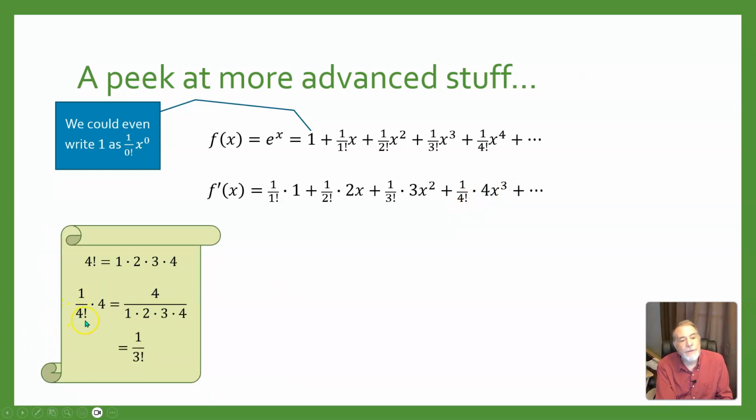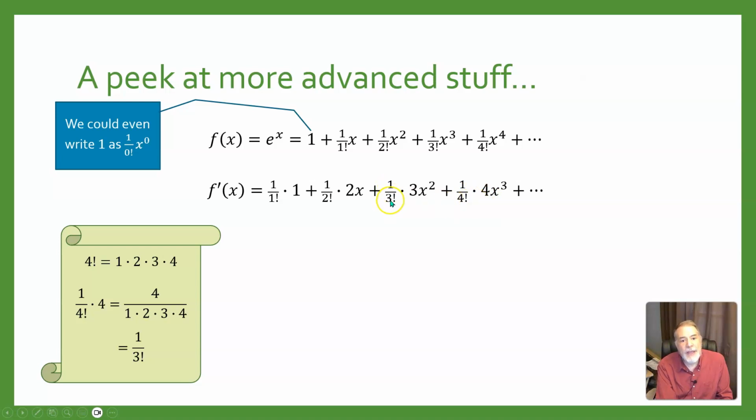The 1 over 4 factorial means we have a 1 times a 2 times a 3 times a 4 in the denominator. But if we multiply that by a 4 in the numerator, that 4 and the other 4, the one on top and the one on the bottom, divide out. They cancel. And this reduces to 1 over 1 times 2 times 3, or 1 over 3 factorial. So 1 over 4 factorial times 4 simplifies to 1 over 3 factorial.